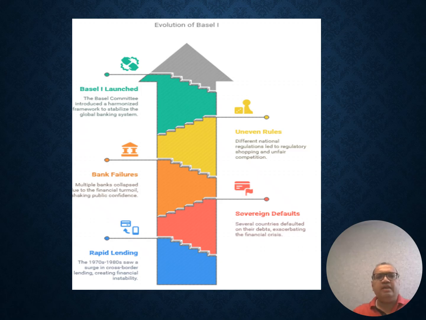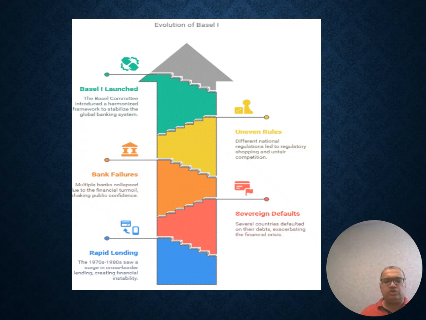So in 1988, the central bank governors of 10 countries, the G10, which includes the United States, United Kingdom, Germany, France, Belgium, Netherlands and others, all got together in Basel, Switzerland. The Basel Committee on Banking Supervision had been formed in 1974, but post all these events they all gathered, and in July 1988, Basel I came into being.